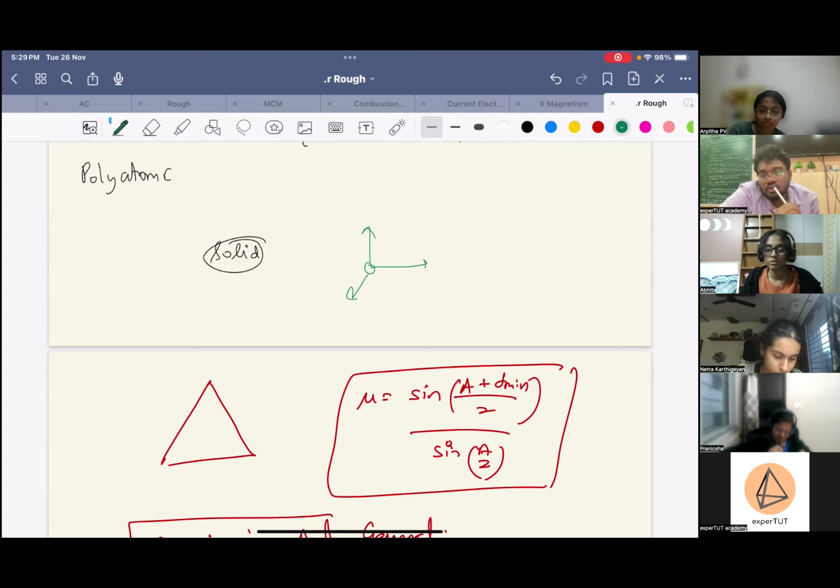Pariksha, put your phone on the window sill. Okay Pariksha, keep your phone on the window sill.